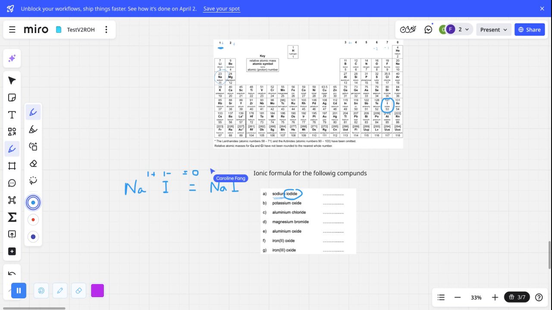Okay, I'm going to show you question B, and then I'm going to delete that, but I'm going to leave question A on there. All right, so for B, it's asking me for potassium oxide. I've got to find potassium. Potassium's here, it's group 1, and it's K with 1 plus. Okay, I want oxide, and oxide is all the way over here in group 6, and group 6 is -2.